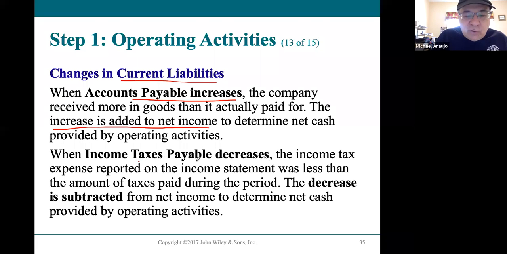The opposite is true when a payable goes down. It meant that we paid bills down, and the only way you pay bills down is to pay cash. So anytime those payables go down, it meant you used cash. And so you're going to subtract that cash flow out.